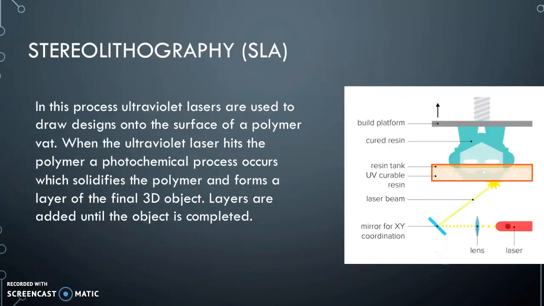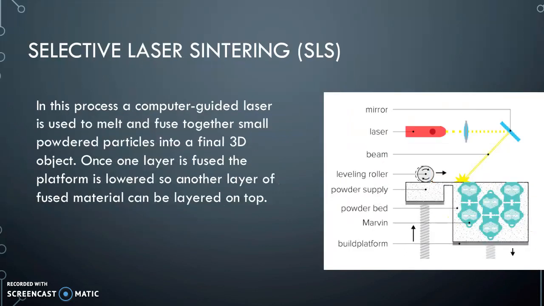In stereolithography, ultraviolet lasers are used to draw designs onto the surface of a polymer vat. When the ultraviolet laser hits the polymer, a photochemical process occurs which solidifies the polymer and forms a layer of the final 3D object. Layers upon layers are added until the object is completed.